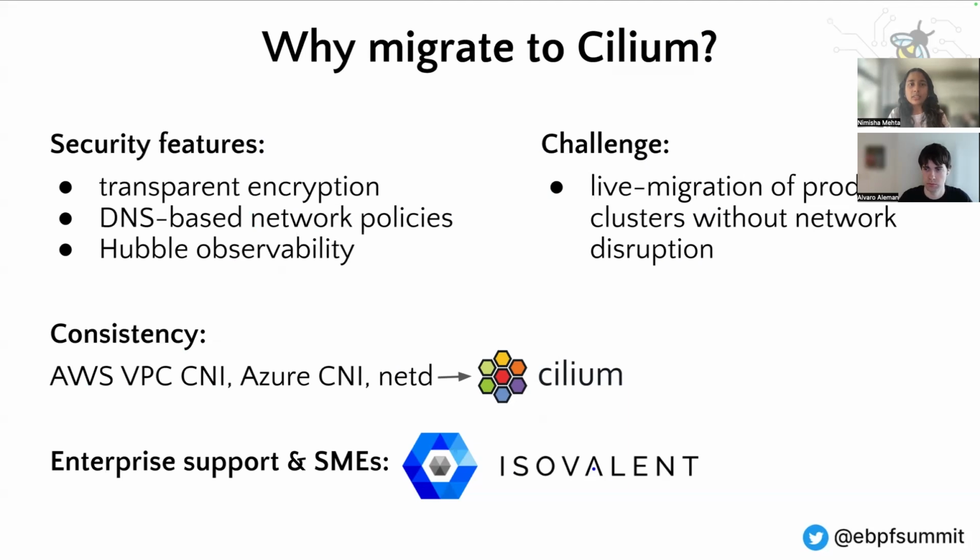There are risks associated with replacing a low-level component like the CNI. The main challenge was doing a live migration on clusters running production workloads without any network disruption or loss of connectivity in the clusters.